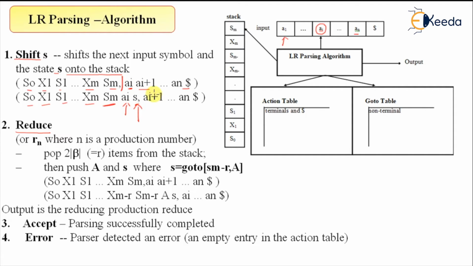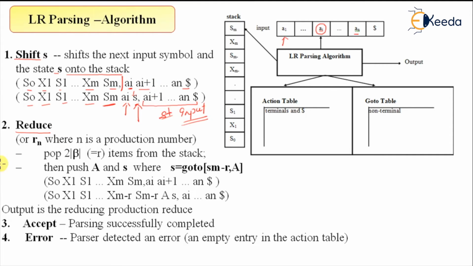So that we call a shift action. What is that S state? That is very subjective. When we solve the question, we will talk about what exactly S is. The remaining part, AI plus 1 up to AN dollar, will remain in the input tape. So shifting means we put the symbol in the stack and we go to the new state.